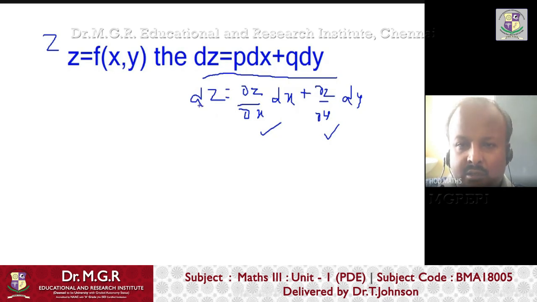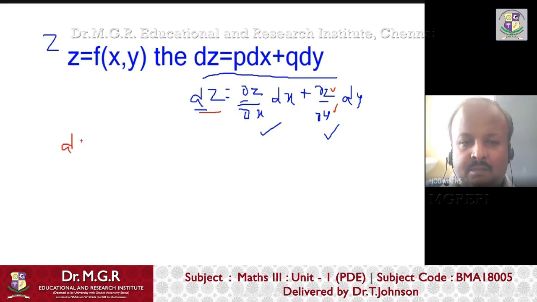This is not dou, this is d. This is dou, this is d. So try to understand, this is dou, the partial derivative: change in z with respect to x only, and this is change in z with respect to y only. But this dz means total change. So total change can be written like this. Now using this, we can solve this problem.